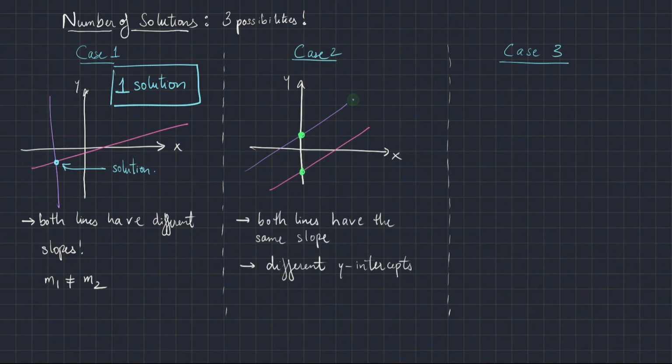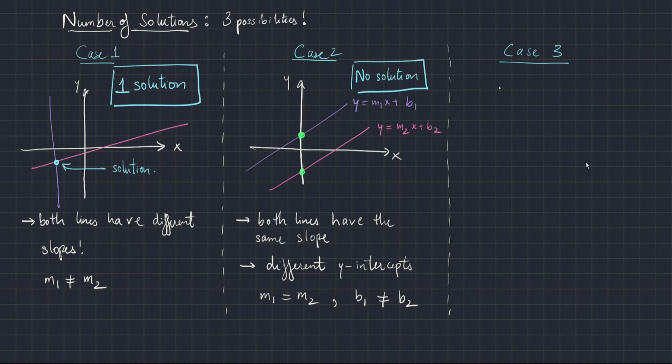Let's say the first equation is y equals m1x plus b1, and the second equation is y equals m2x plus b2. Here m1 and m2 are the slopes, as you remember, and b1 and b2 are the y-intercepts. For this situation, we're going to have m1 is equal to m2, but b1 is not equal to b2. So in this case, we have no solution, or zero solutions.